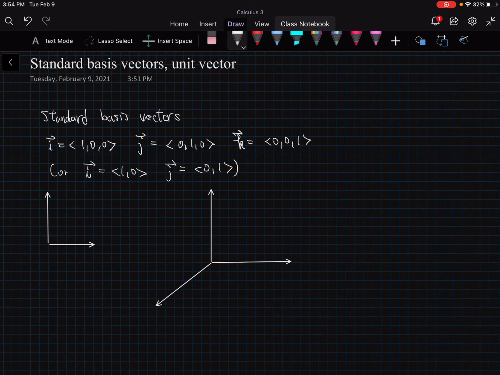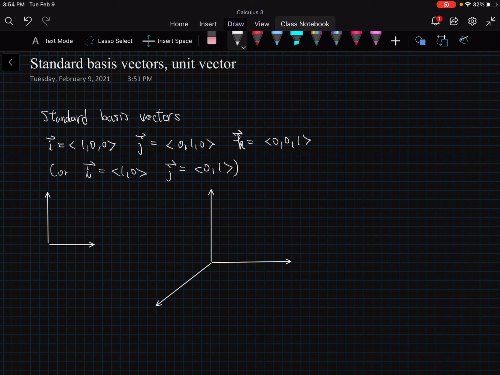Okay, class. Now I want to introduce standard basis vector and unit vector. So what are standard basis vectors? You can see, I, J, K usually refer to 1, 0, 0 for I, J as 0, 1, 0, K as 0, 0, 1. Or in two-dimensional cases, I equals 1, 0 and J equals 0, 1.